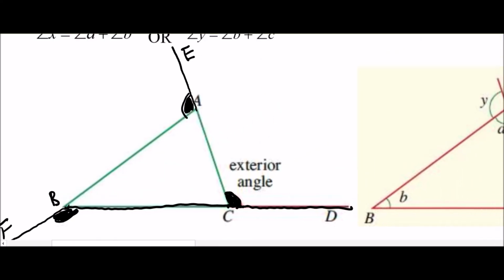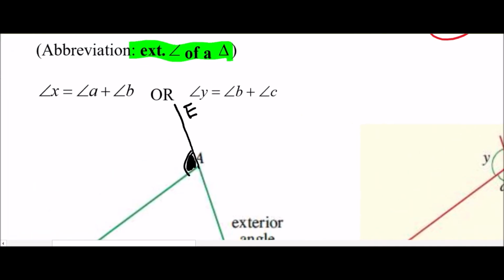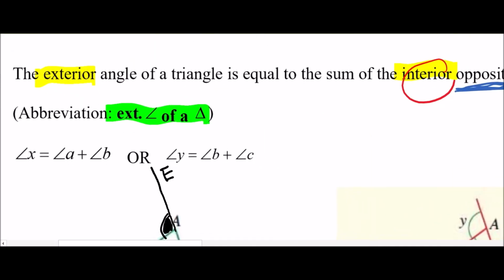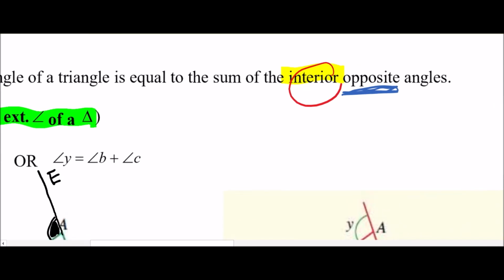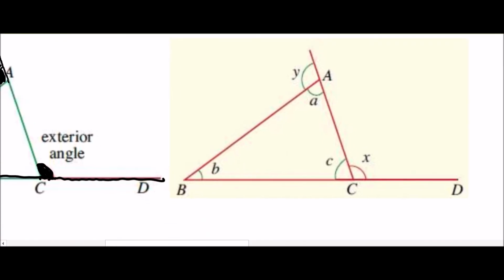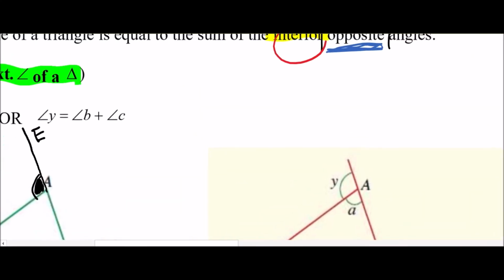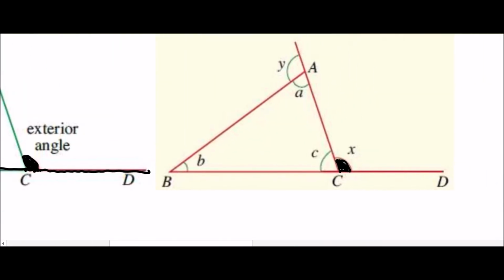So let's see, what does this line say when it says that the exterior angle of a triangle is equal to the sum of the opposite interior angles? Let's say I'm looking at angle X over here. Now this is an exterior angle, clearly. The interior angles that are opposite to this X are namely angle A and angle B.